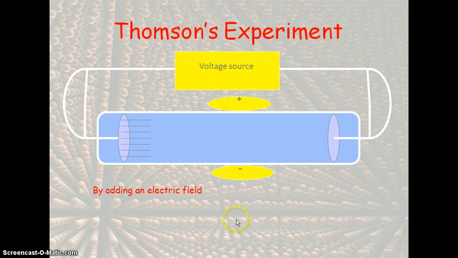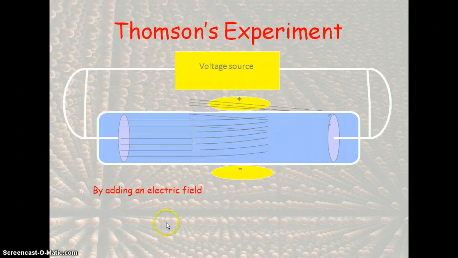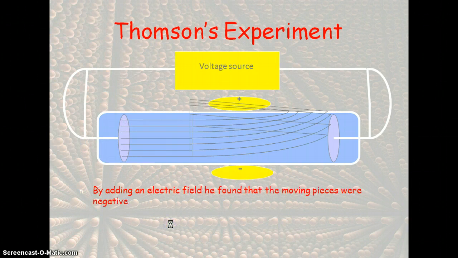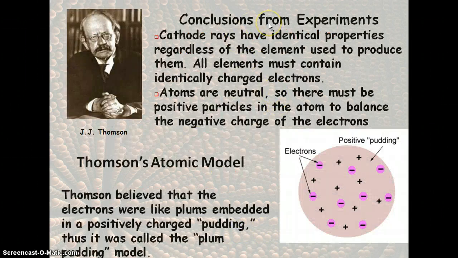So here we have our electric field, and we see that we're running the beam again, and they observed this very odd motion. It seemed like the beam or the moving pieces were attracted to the positive plate. So that tells us that they are negative, because we know opposites attract. So this is very strange, right?